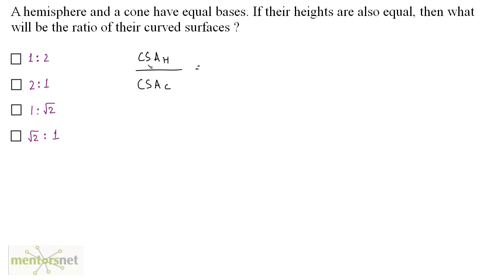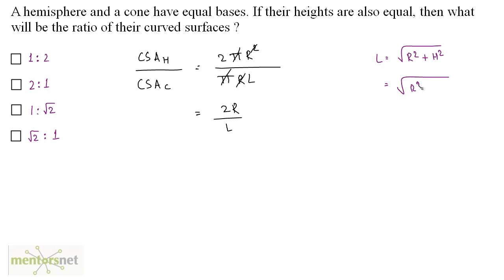That is equal to, what is the curved surface area of a hemisphere? Well, that is 2 pi r square. Now the curved surface area of a cone will be equal to pi r l, right? So r is same, so this r and one of this r's gets cancelled out. This pi and this pi get cancelled out. So we have 2r by l, right? Now we have to calculate l. Well, l is equal to under root of r square plus h square, right? But what is h? Well, we have been given that the height of the cone is equal to the height of the hemisphere. Well, the height of the hemisphere is basically its radius, isn't it? So I can say that this is equal to r square plus r square, right? So l is equal to under root of 2r square, and that is root 2 r.